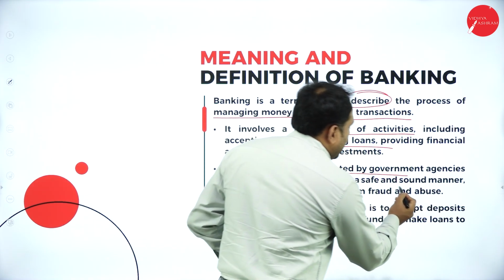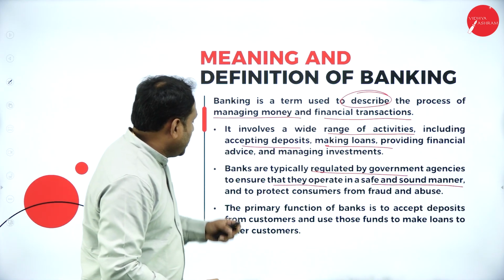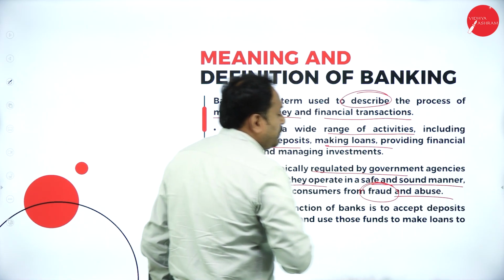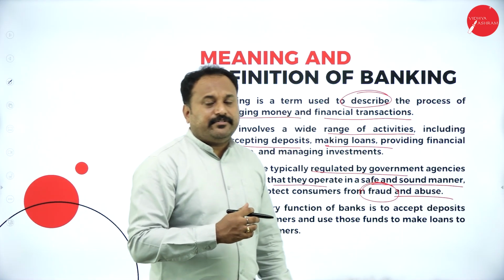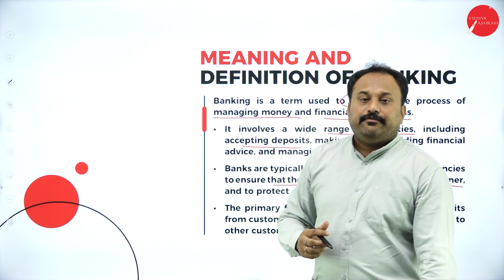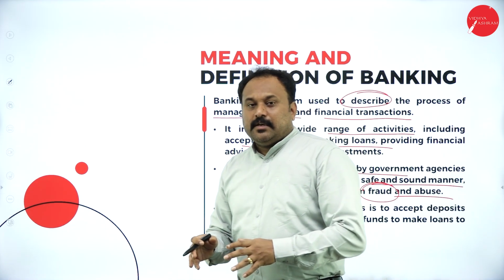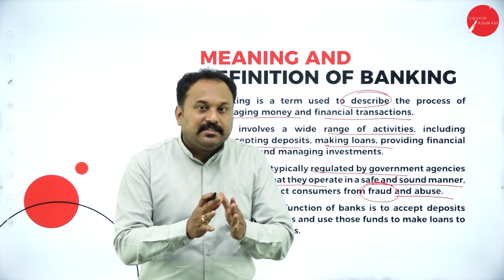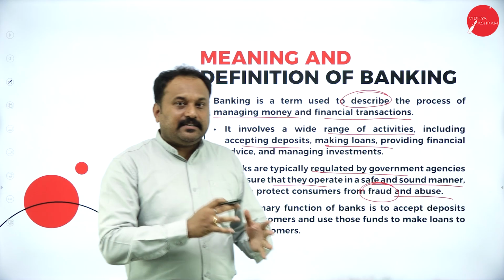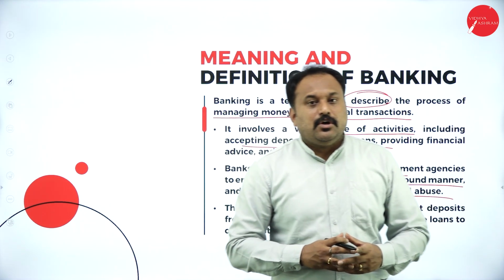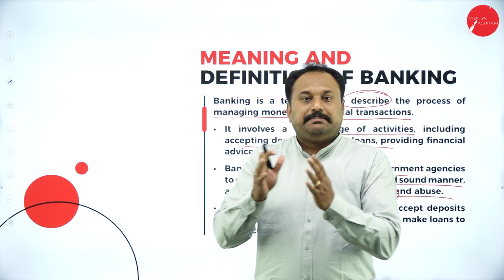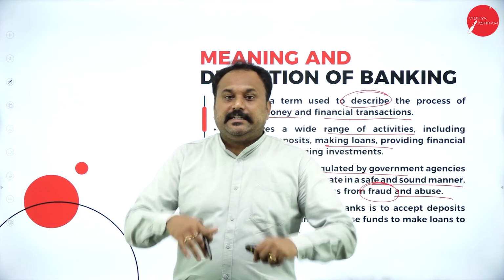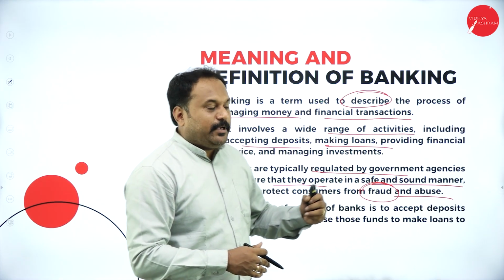And here, as I said, banking works in a safe and sound manner, and protects the customer from what? From fraud and abuse. There are umpteen examples I can give you where customers have been cheated. But why have customers been cheated? It's the negligence of customers. That's the reason, students, we need to know what is a bank, what is the banking system, what is RBI, and how we should not get cheated. If we understand that, everything will be normal.